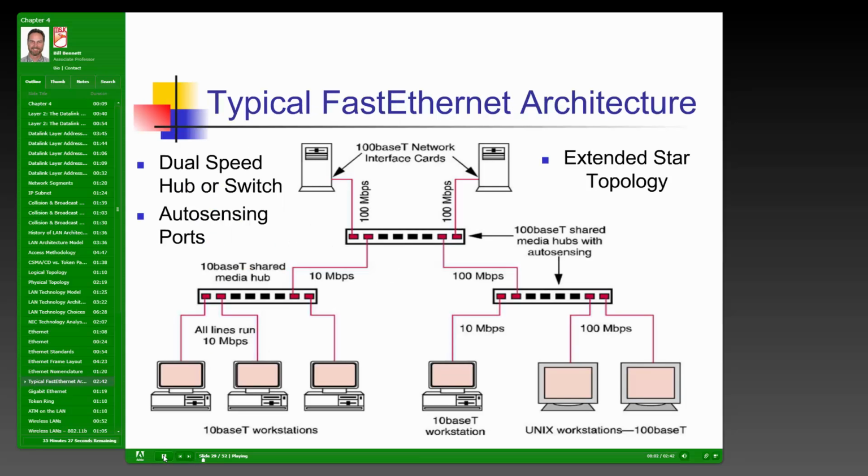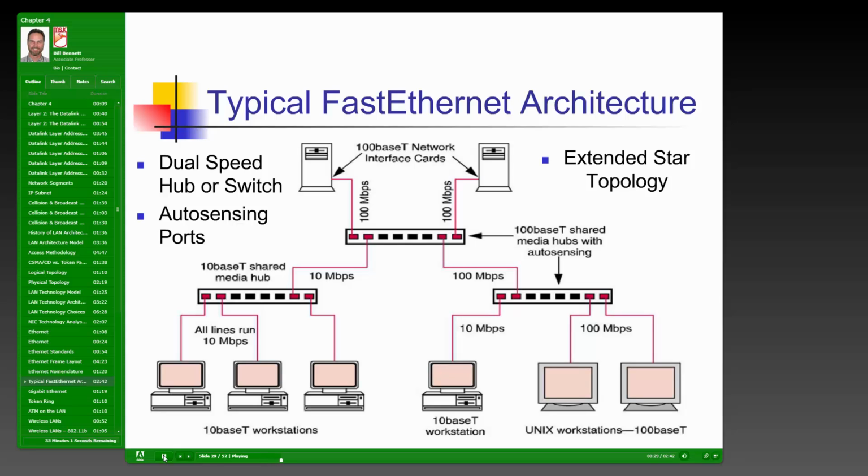So this slide is a typical Fast Ethernet architecture. Fast Ethernet generally refers to 100 megabit per second Ethernet networks. And it really isn't the most up-to-date graphic because it shows hubs being used here instead of switches. So where we see hubs basically today, we would actually see switches in operation.